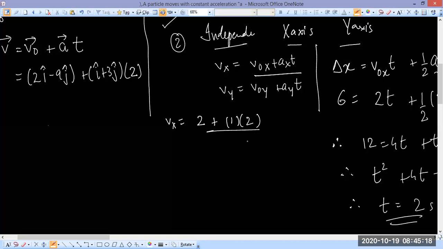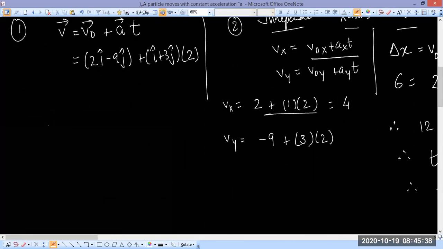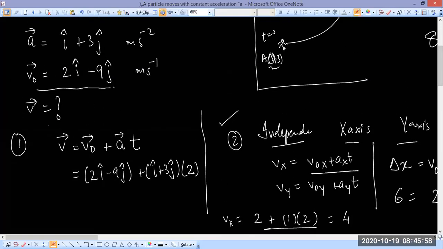So that is 4. Vy is equal to, what is v0y? It is minus 9 plus, time interval is 2, but what is ay? What is ay? Plus 3. Okay, so that is minus 3, right? Nandini, it is given in the question, this is given, minus 9.